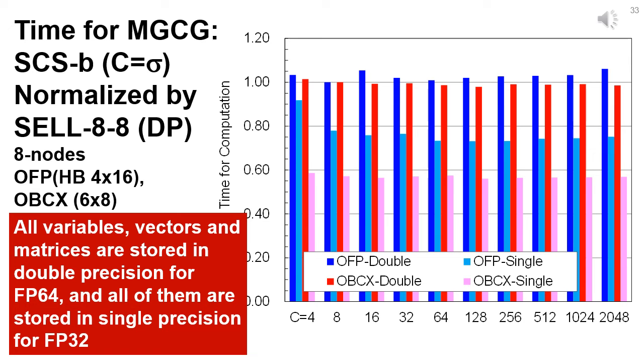This figure shows computation time for MGCG solver of SCSB. Various values of C and sigma from 4 to 2048 are evaluated for both double precision, FP64, and single precision, FP32. In the present work, all variables, vectors, and matrices are stored in double precision for FP64, and all of them are stored in single precision for FP32. C and sigma are equal in the present work. Time is normalized by that of cell 88 with double precision on both OFP and OBCX.